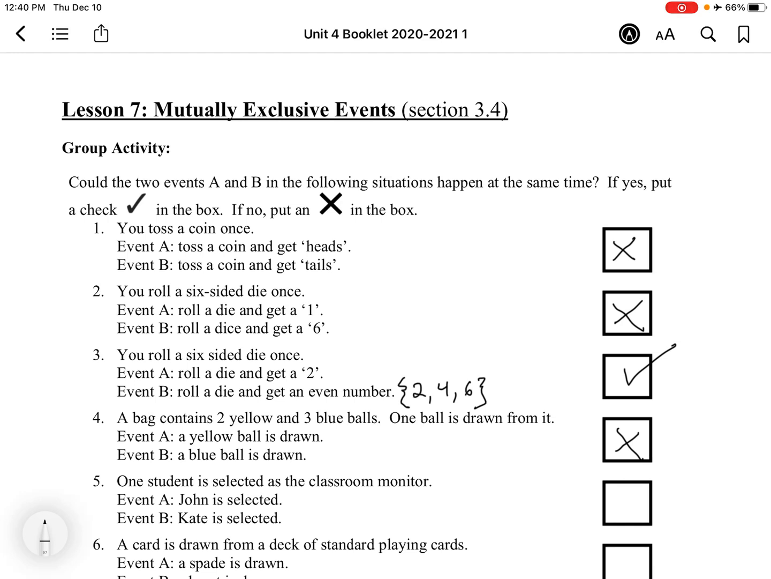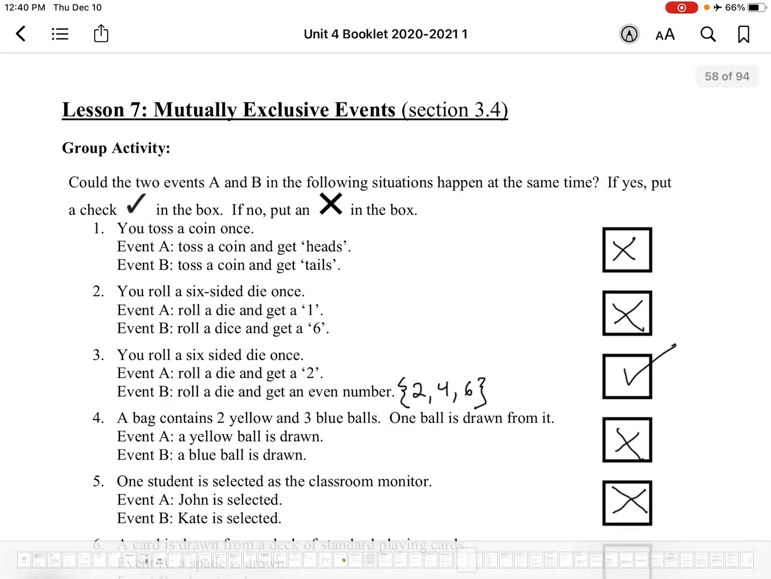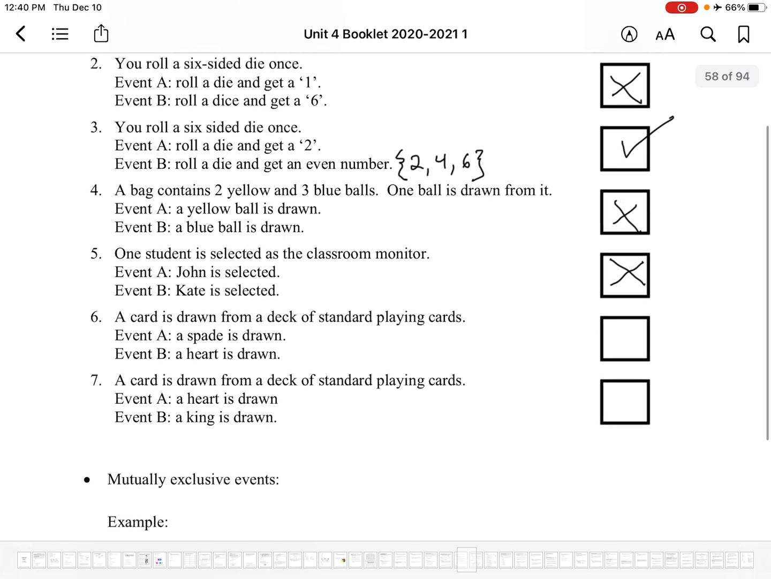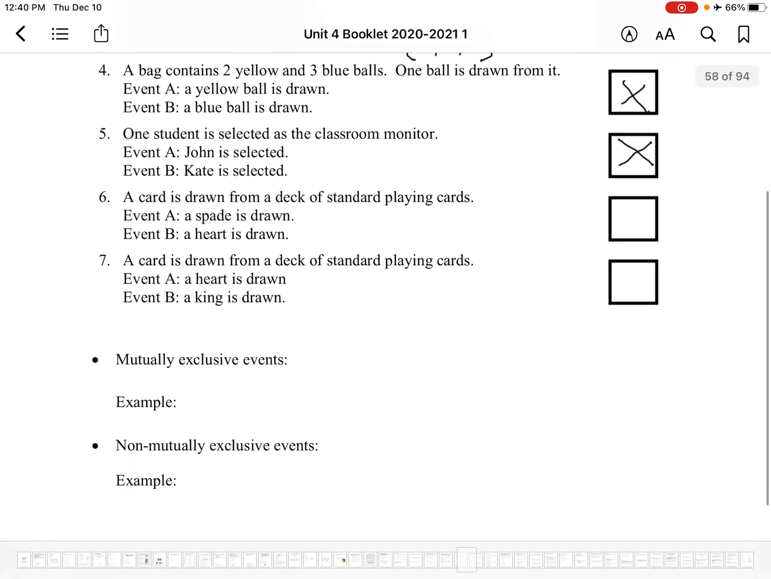1 student is selected as the classroom monitor. Event A, John is selected. Event B, Kate is selected. If you're only selecting 1 student, you can't select John and Kate at the same time. So this is going to get an X. All right. 2 more.